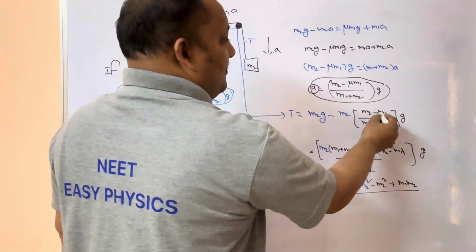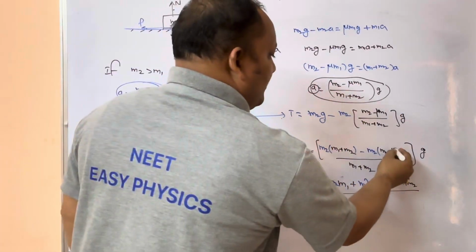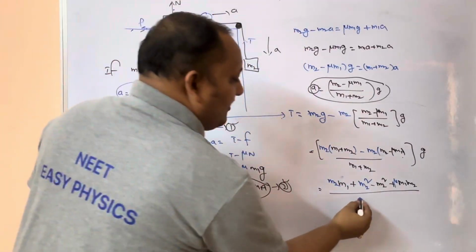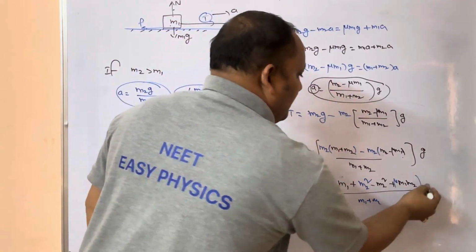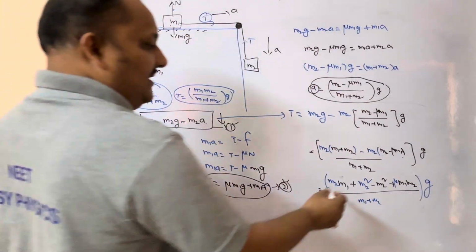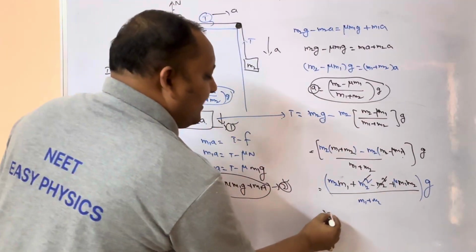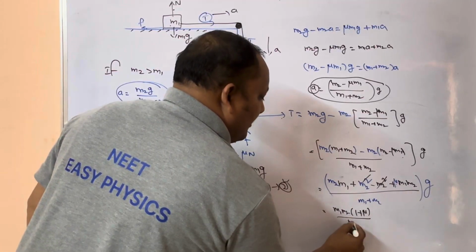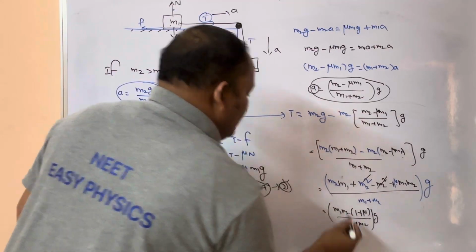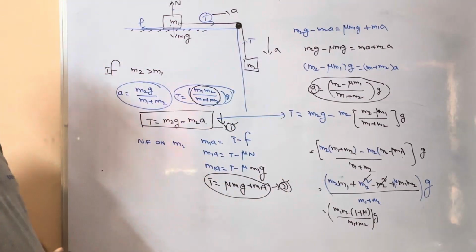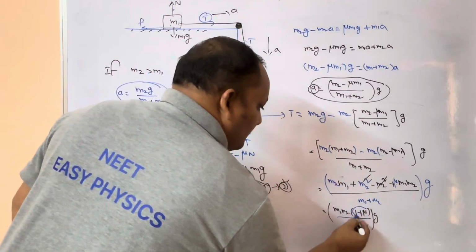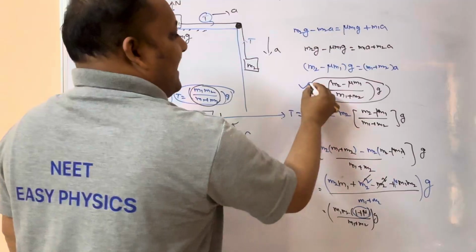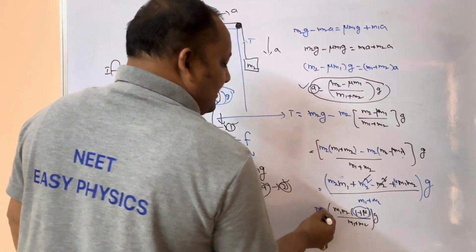M1 plus M2, into G. See here, we have the mu left. This mu is going to play the main role, isn't it? So mu M1 divided by M1 plus M2 into G. Now these two will be cancelled. What is common you can take? M1 M2 you can take common: M1 M2 into 1 plus mu divided by M1 plus M2, into G. The same term is coming, but what is the extra term here? 1 plus mu. If mu is 0, this becomes the smooth surface formula. So you have to remember this acceleration formula and this tensional force formula.